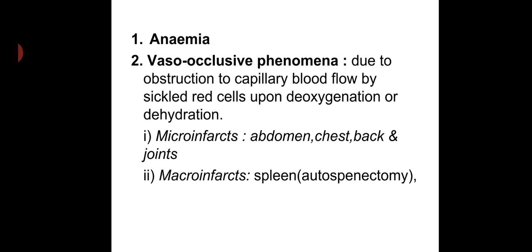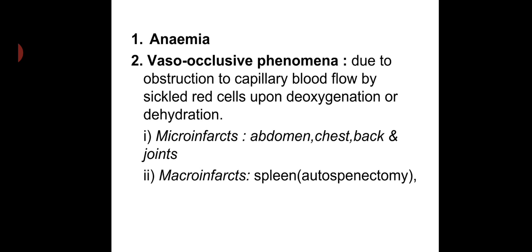Second is vaso-occlusive phenomena. Because of obstruction of capillaries by sickled RBCs upon deoxygenation or dehydration, these sickled RBCs will obstruct the capillary blood flow, which leads to microinfarct or macroinfarct. Microinfarcts are usually seen in the abdomen, chest, back and joints, and they will lead to pain crisis.